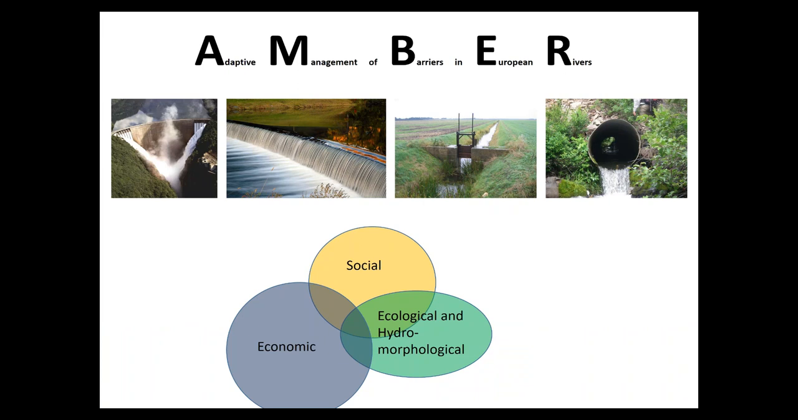So AMBER is a 6.2 million European project that looks at how to manage river barriers, the whole range of river barriers. So not just dams, but also other, smaller barriers that represent a barrier to migration and movement of fish, but also plants and other animals, and also water and sediment. So including not only higher dams, but also weirs, sluices, and also small culverts.